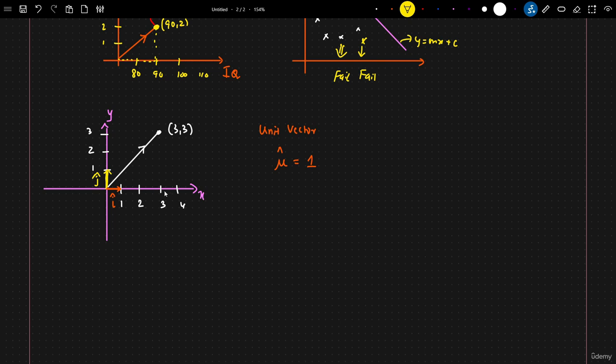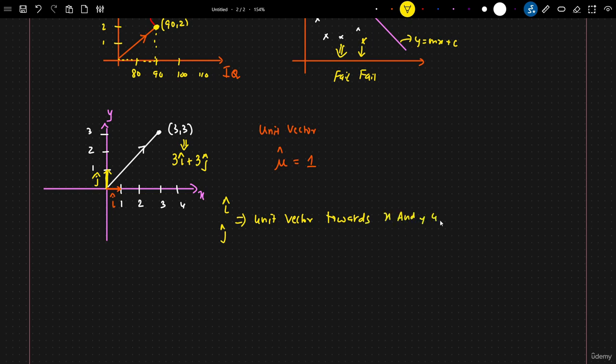Now, if I say 3 unit vectors towards the x-axis, that basically means I'm moving 3 times that unit vector, like 1, 2, 3. Similarly, if I say 3 unit vectors towards y, I'm moving 3 positions towards the y-axis. The unit vector value is 1. So this entire vector can also be represented as 3i plus 3j, right? This i and j are nothing but unit vectors towards the x and y axis.